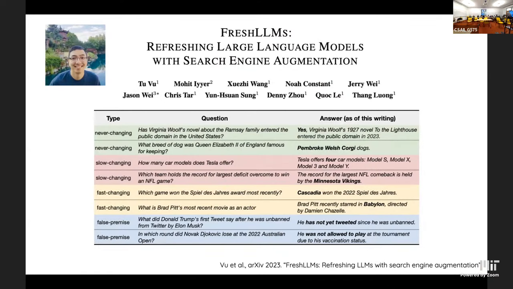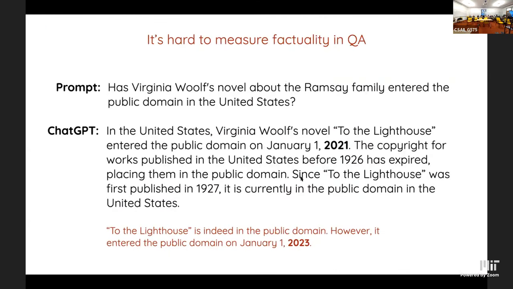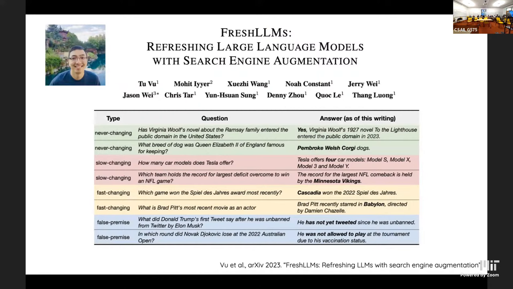Interestingly, some of these models will give you a really factually correct explanation and then finally just get the answer wrong. I think this has also been observed with many of these chain of thought style papers.